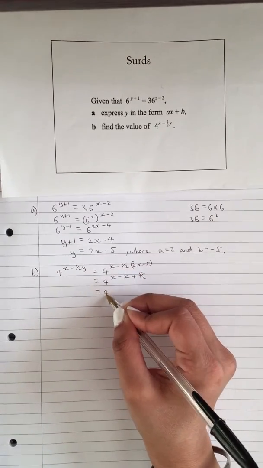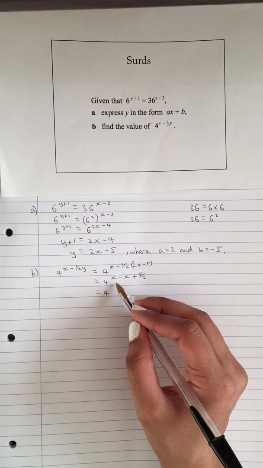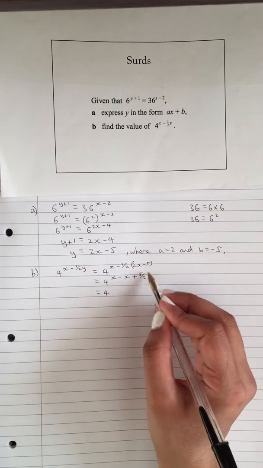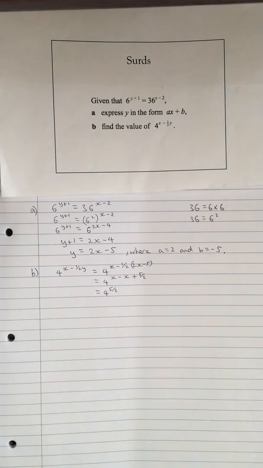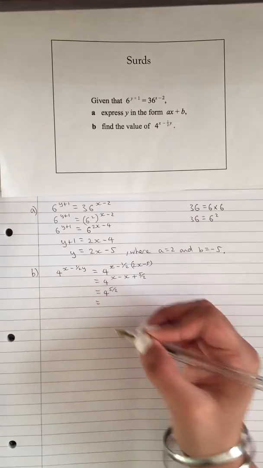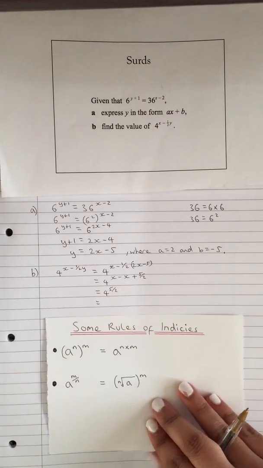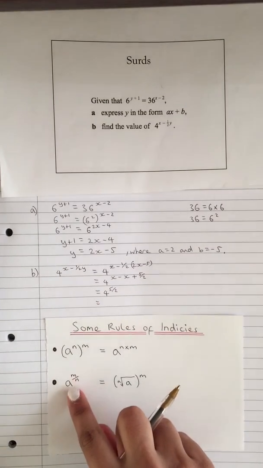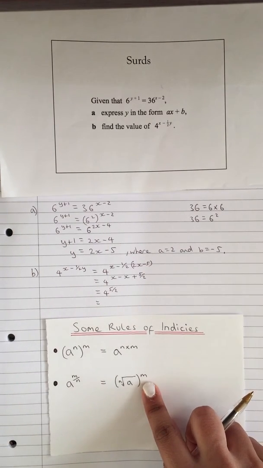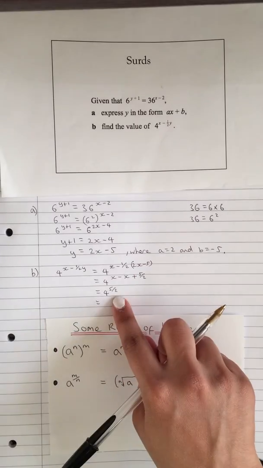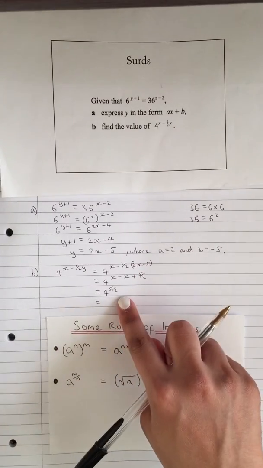We can now simplify this, so 4 to the power of x minus x is 0, and we're left with 5 over 2. So 4 to the power of 5 over 2. Now, using our rule from before, a to the power of m over n equals the nth root of a in brackets to the power of m. So our n is 2, and our m is 5.